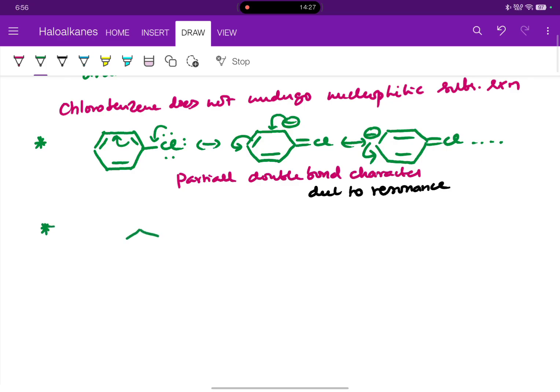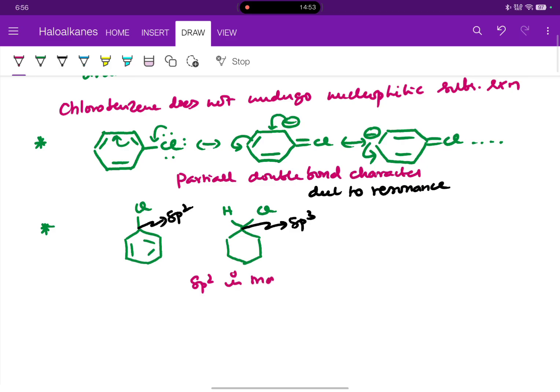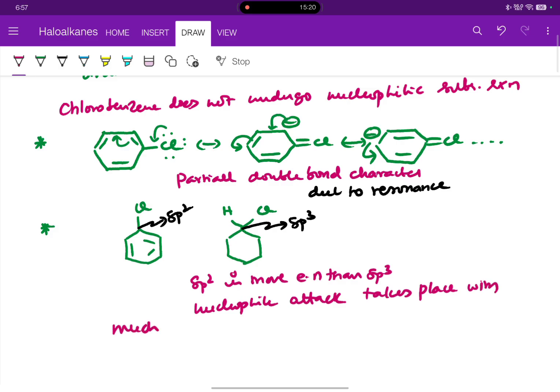Let us see another reason. You compare chlorobenzene and cyclohexyl chloride. So this is an sp2 carbon, this is an sp3 carbon, correct? We know that sp2 carbon is more electronegative than sp3 carbon. So what will happen? A nucleophilic attack takes place with much difficulty, because in chlorobenzene the carbon is more electronegative. So this is one of the reasons.